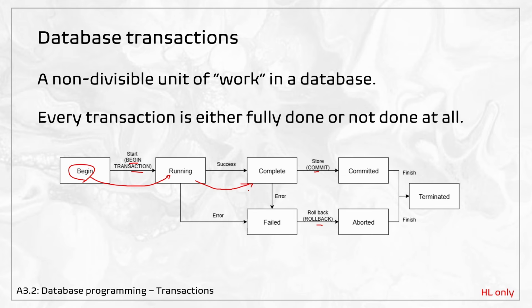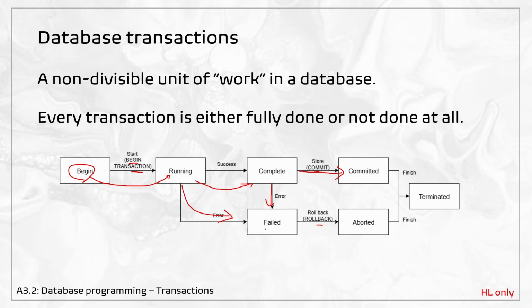However, if an error occurs at any point in the running or complete stages, for example, something goes wrong in execution, or the database is in an invalid state after executing, the transaction is then moved to the failed state. If the transaction is 100% done, the transaction is then committed using the commit command, and then it goes to the committed state. This tells the database to permanently store any changes made by the transaction.